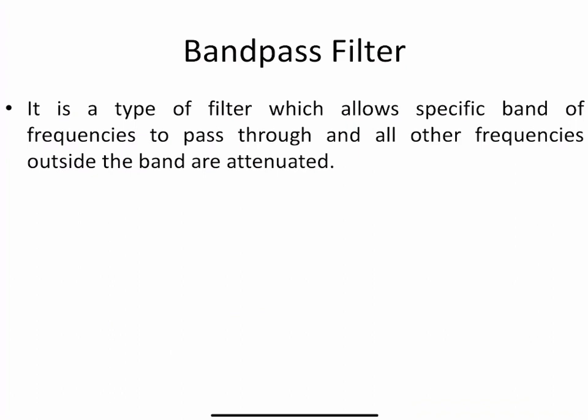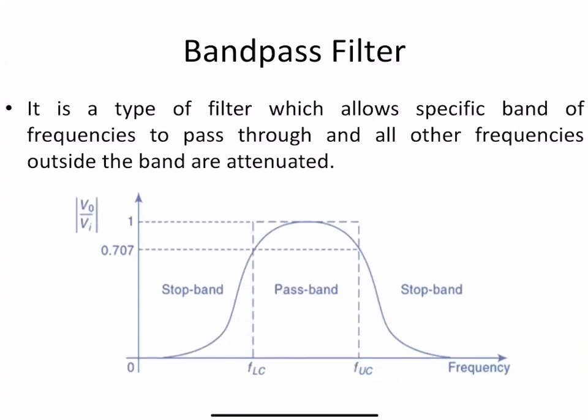Next is band pass filter. It is the filter which passes some specific band of frequencies, that is from F1 to F2, suppose. It passes that frequency band and rejects all other frequencies. Outside the band, frequency components are attenuated. Our frequency response curve is shown in this figure.